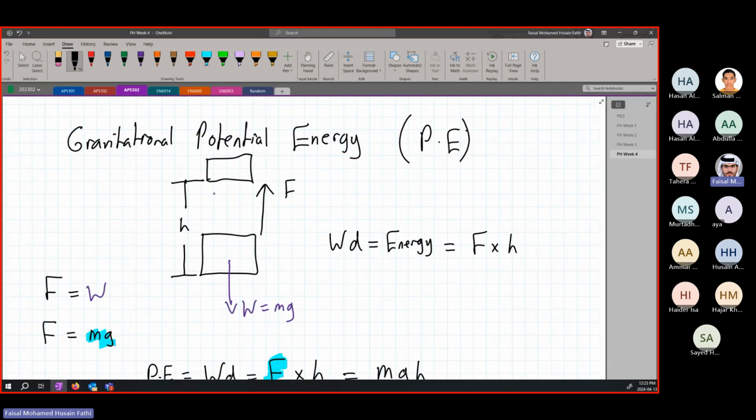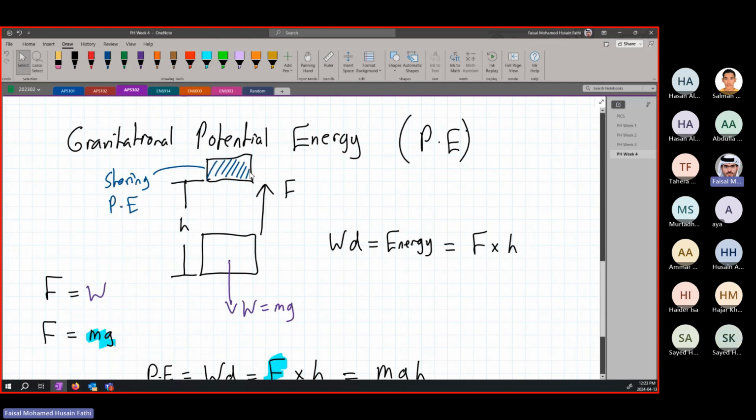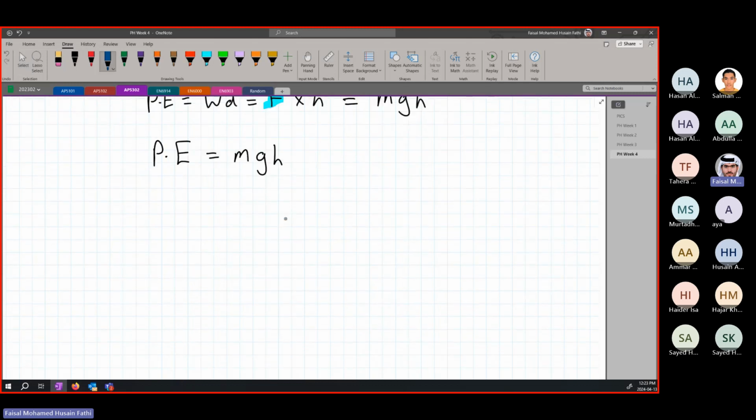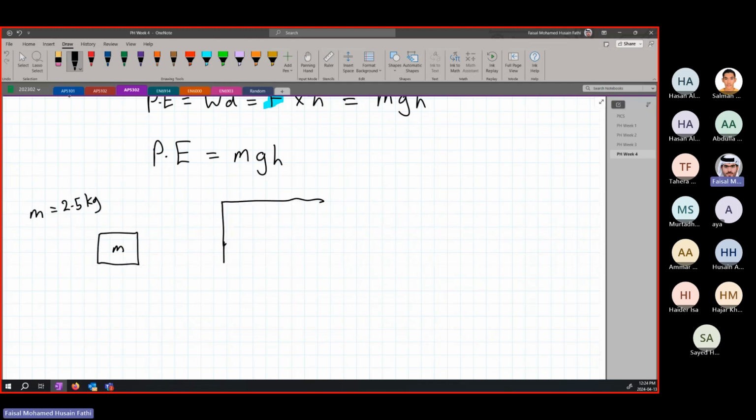So what we can basically say is that this box now is storing potential energy. Because it is at a specific height, it has a specific potential energy. If we look at a very basic example, let's say you have a mass of an object. This is a mass m. M is equal to 2.5 kgs, okay? And you are going to have to lift this mass to put it on top of a table. And then there's a table over here.